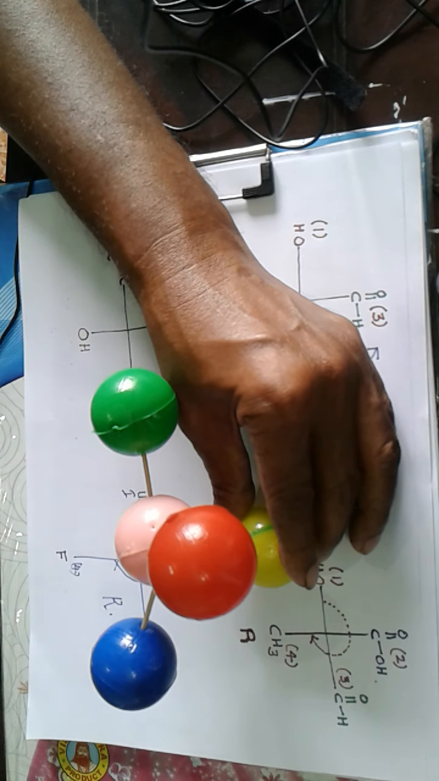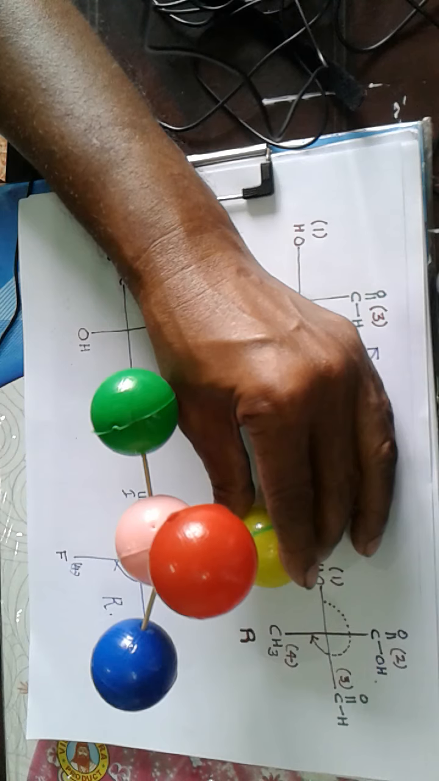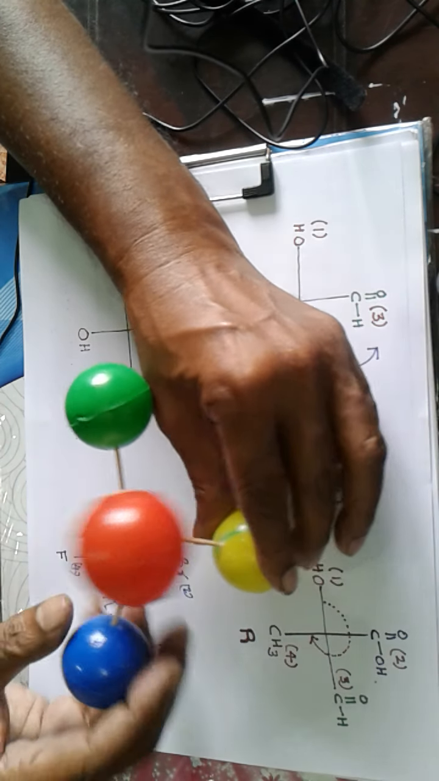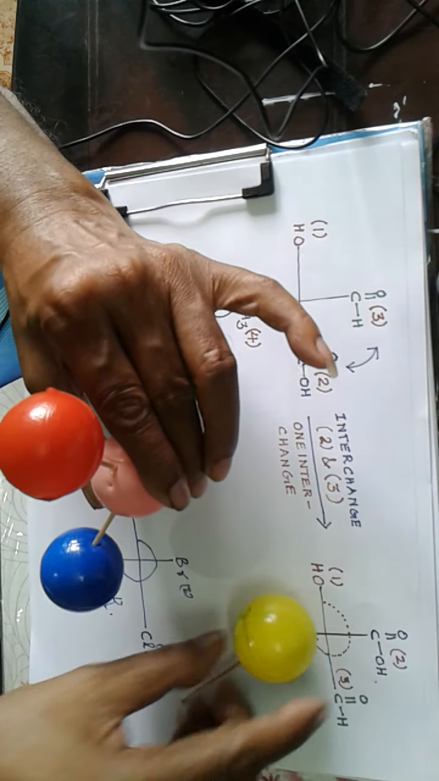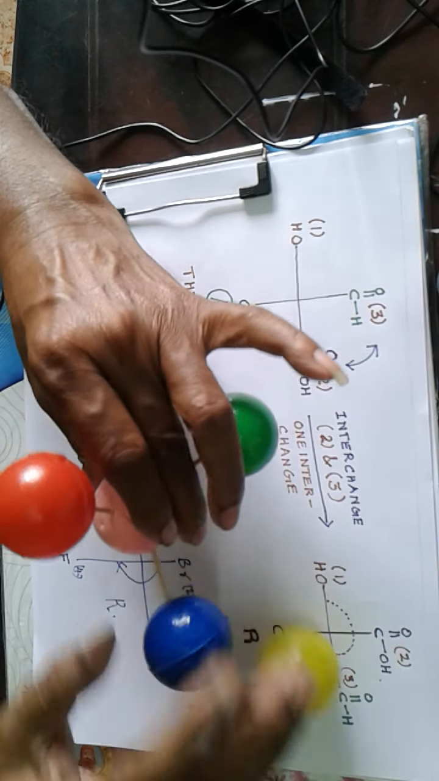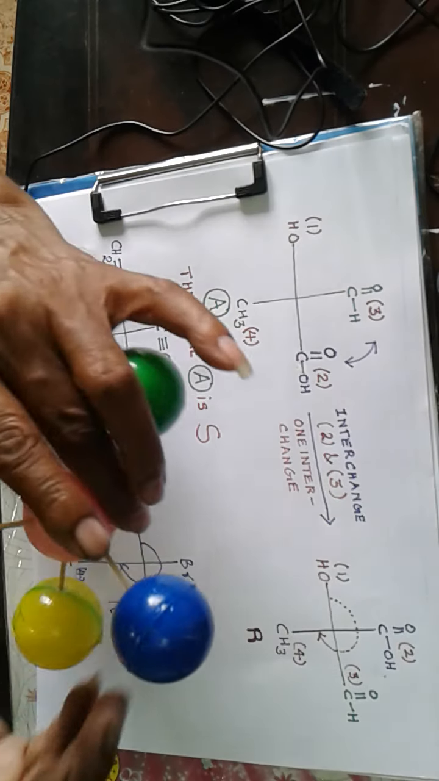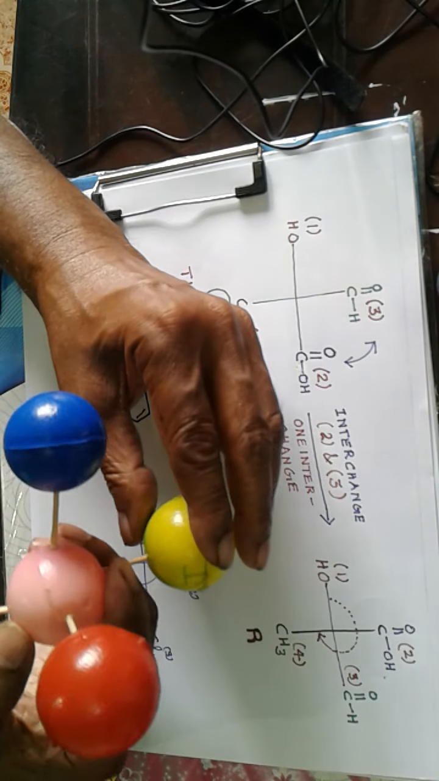So we find that one interchange will invert the configuration, meaning R is converted to S, and then you make two interchanges. Say for example, here I am interchanging chlorine and iodine. Then you hold the group of least preference away from the observer.